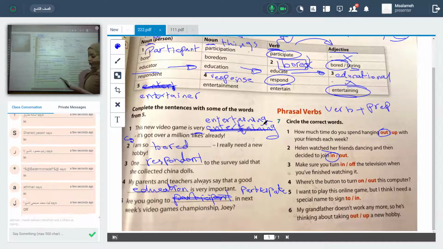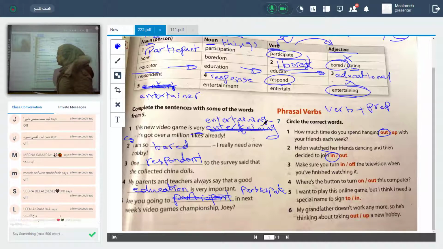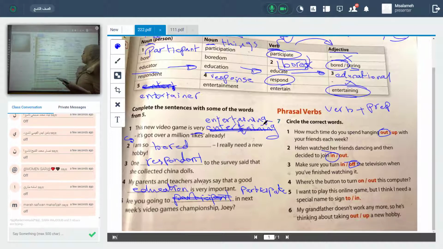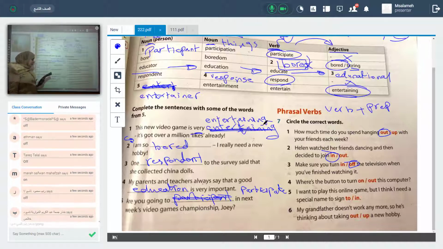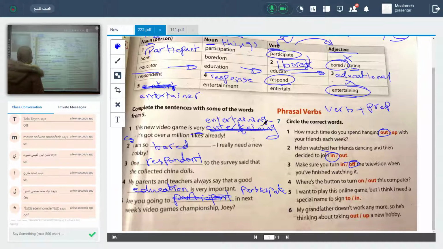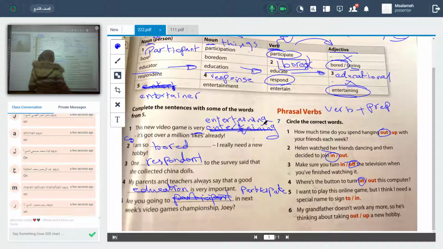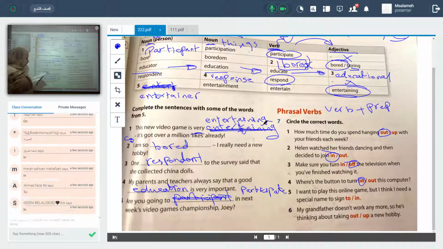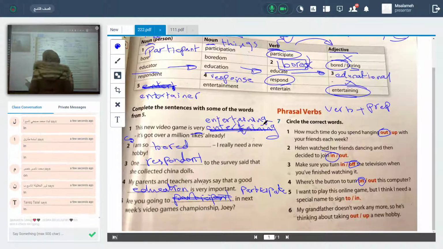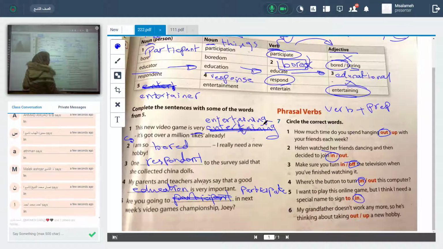Okay, number three: Make sure you turn the television off when you finish watching it. Excellent. Number four: Where is the button to turn this computer on? Excellent, bravo عليكم. Turn on هنا, عنا opposite turn off. Turn off اللي هي بطفي أو بغلق, turn on اللي يشغل. Number five: Miss, I want to play this online game but I think I need a special name to sign in. Excellent, to sign in, لتسجيل الدخول. برافو عليكم.